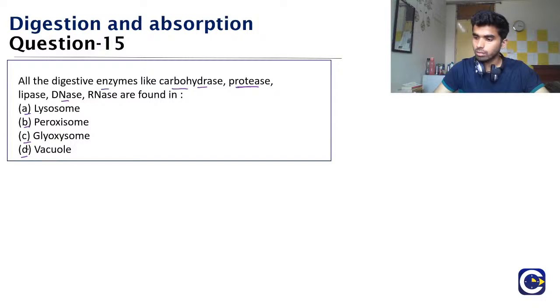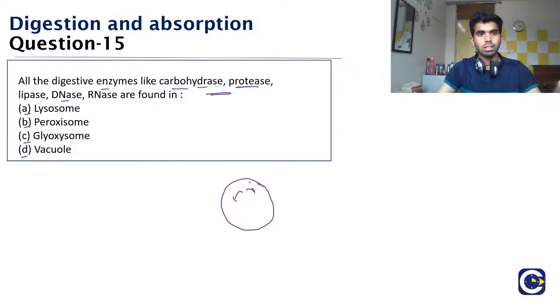Yes, anyone? In which component of a cell will these enzymes be present? These enzymes cannot just be roaming around in the cell, isn't it? If they are free in the cell, they will digest the complete cell, and that is why they have to be kept inside a special component, one organelle. And what is that? Yes, anyone?